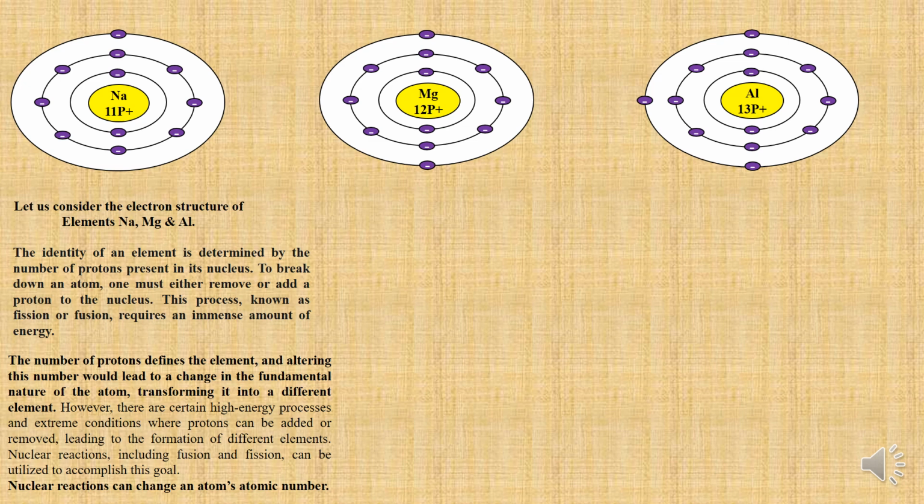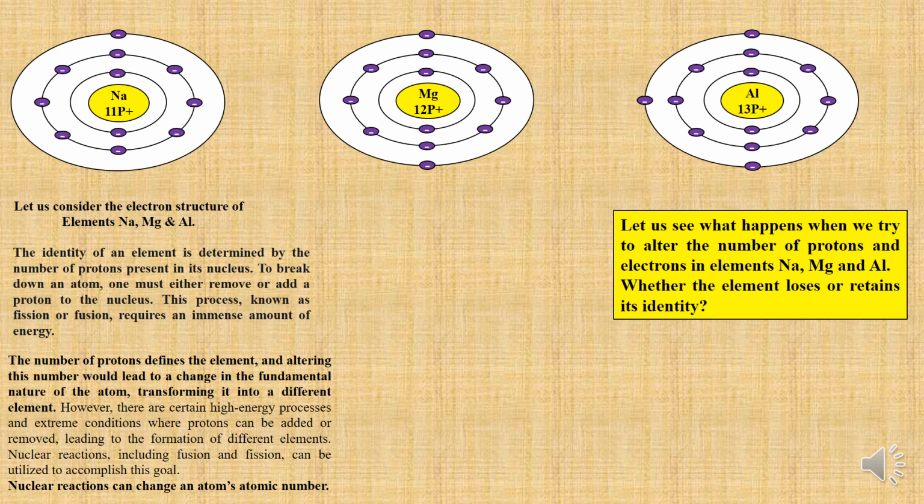Now nuclear reactions, including fission and fusion, can be utilized to accomplish this goal, and nuclear reactions definitely can change an atom's atomic number. Let us see what happens when we try to alter the number of protons and electrons in the elements sodium, magnesium, and aluminium, and whether the element loses or retains its identity.